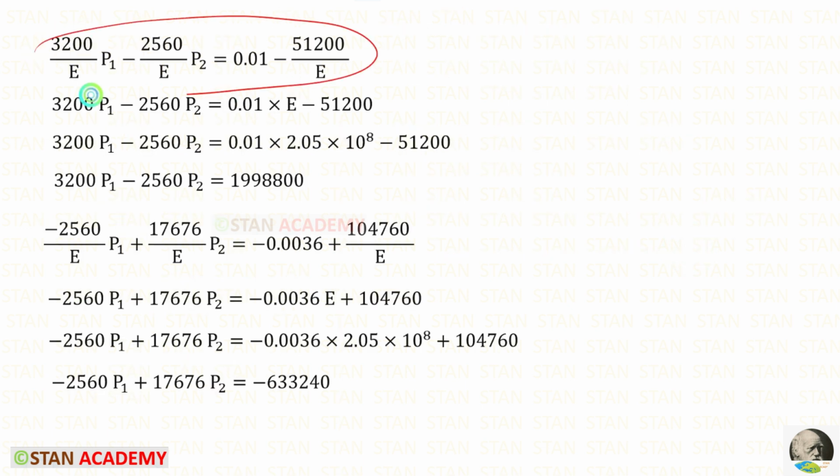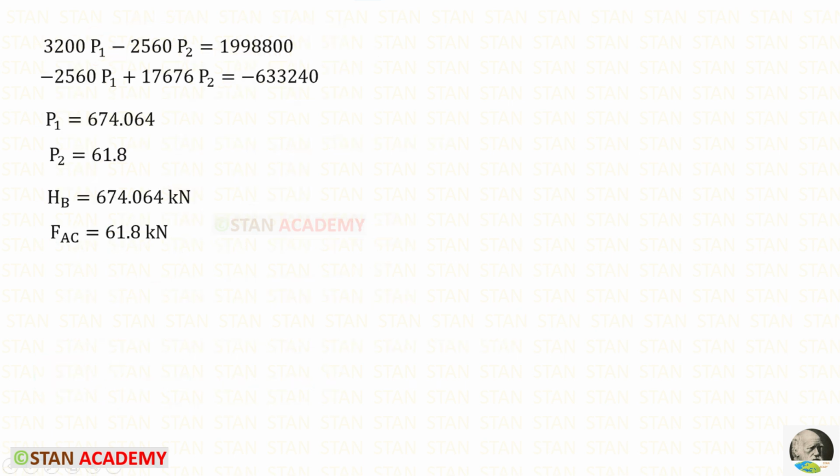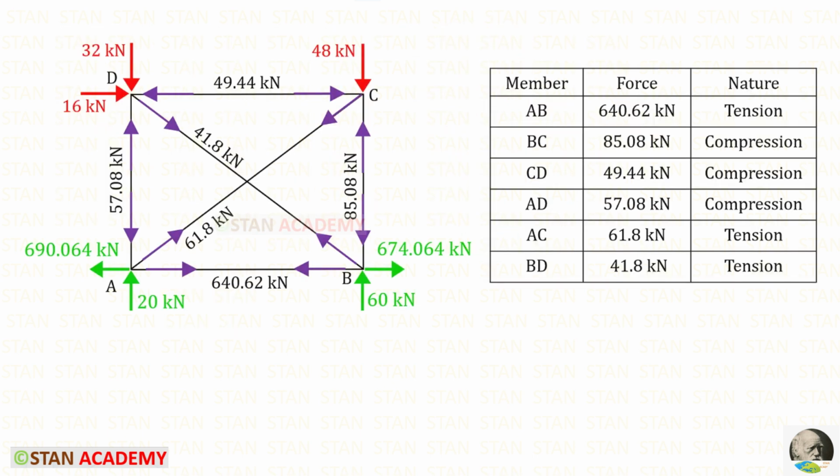Let us take this equation. After simplifying this equation, we will get this one. And after simplifying this equation, we will get this one. Using a calculator, we can solve both of them so that we will get HB and FAC. Then using this formula, we can find all of the member forces. Here in the truss, I have entered all of the member forces.